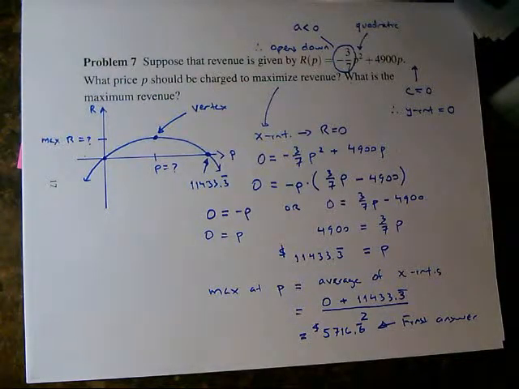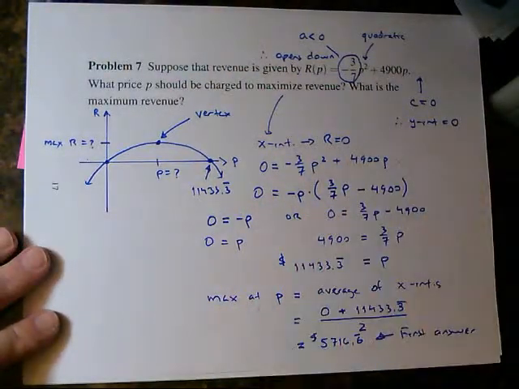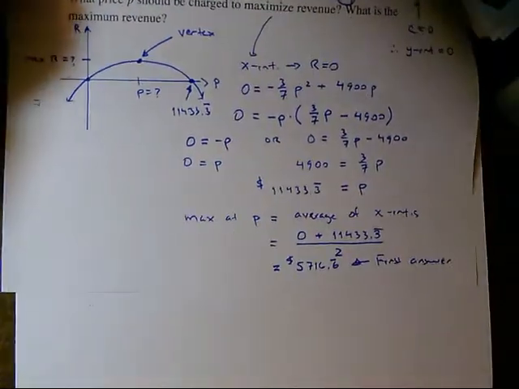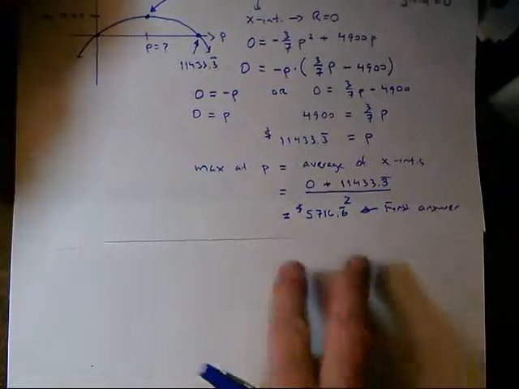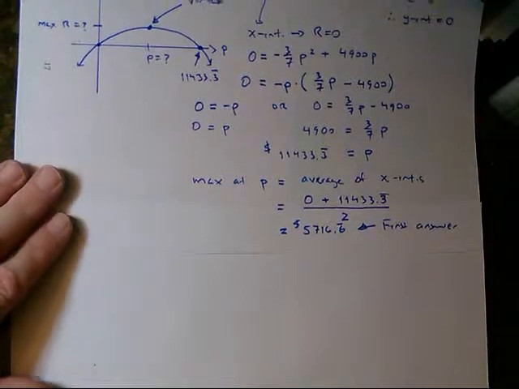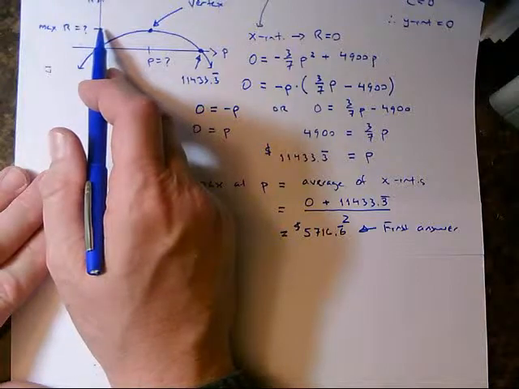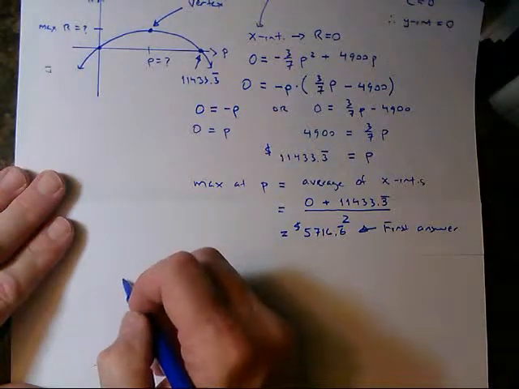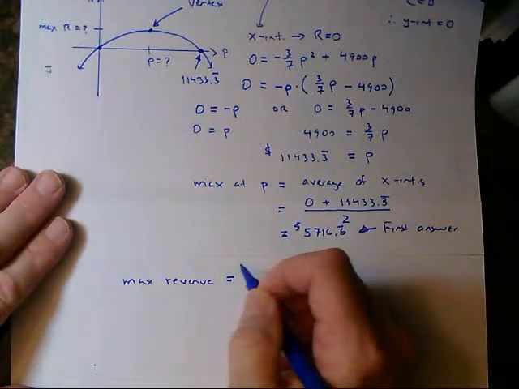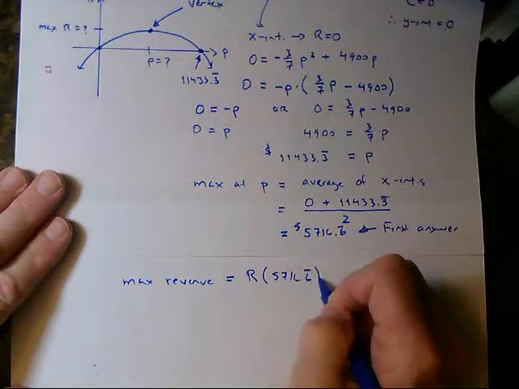Now, we need to answer the rest of the question. In other words, what is the second question? I think that if I take a little bit of paper down here and continue, I can do that. So for the second question, I need to know what this R is. Well, the way you get the R is to use the function. So the max revenue will be R of 5716.66, 6 repeating.